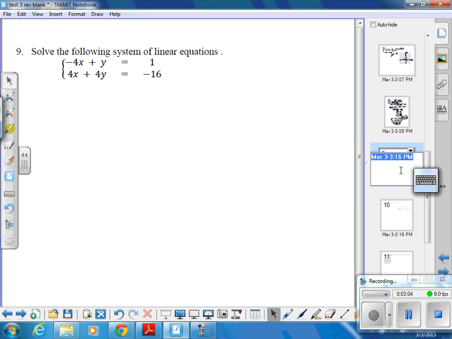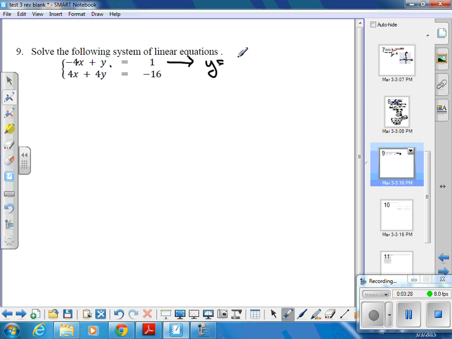This one says solve the following system of equations. Now, this is a better example of elimination. But if you wanted to do substitution, you could just get this y by itself by adding the 4x onto the other side. That would get you substitution. What do I mean? It would look like y equals 4x plus 1, and then you plug that in there. But we're not going to do that. We're going to do elimination.